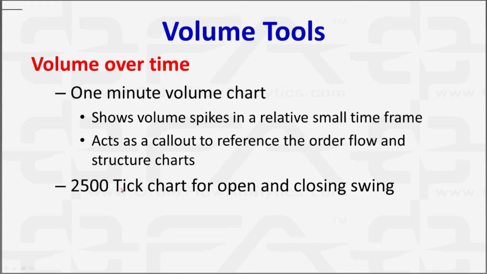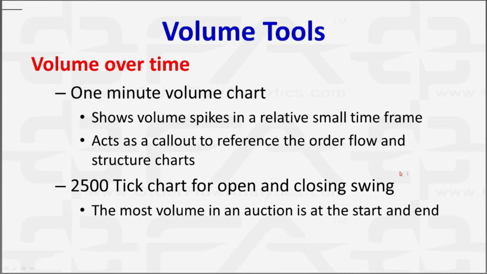So those are the only other, this is tick, I'm going to change that to volume, a 2500 volume chart for opening and closing swings. And I'm going to show you closing swings, so don't worry about that. We're going to go through that again. It is, again, the most volume in any auction is at the start and at the end.